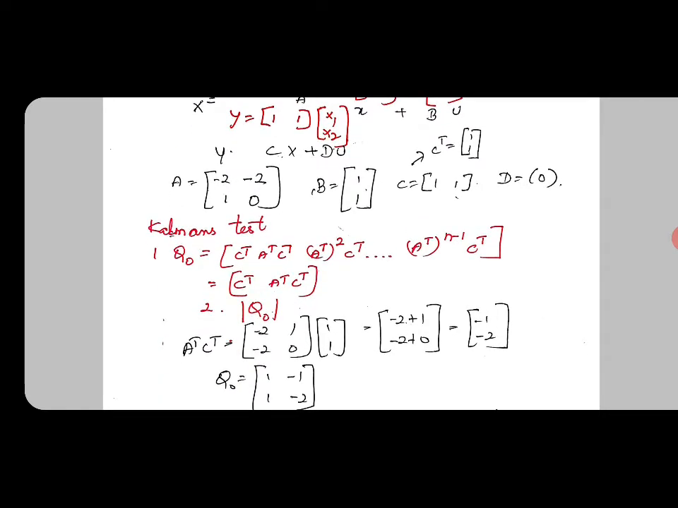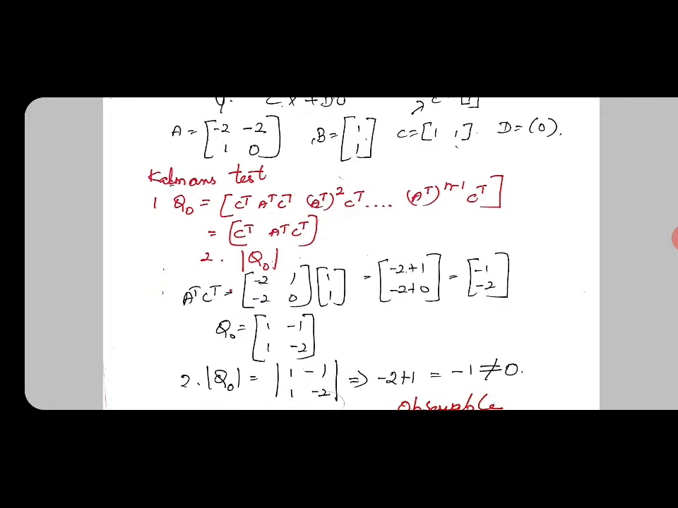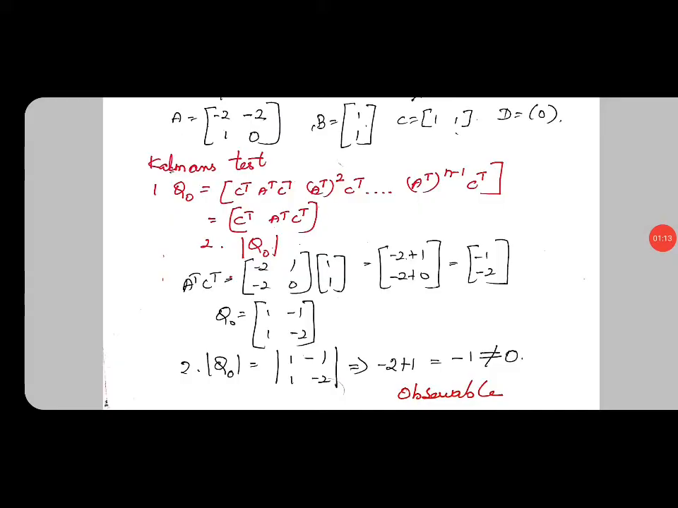Such that we can write A as the 2 cross 2 matrix [-2 1 0], B is equal to [1 1], C is equal to [1 1], D is equal to 0. Then the Kalman's test is nothing but Q0 equal to [C transpose, A transpose C transpose, (A transpose) squared C transpose, ..., (A transpose) to the power n minus 1 into C transpose]. From this we need to recall the Kalman's test, which is Q0 equal to [C transpose, A transpose C transpose].